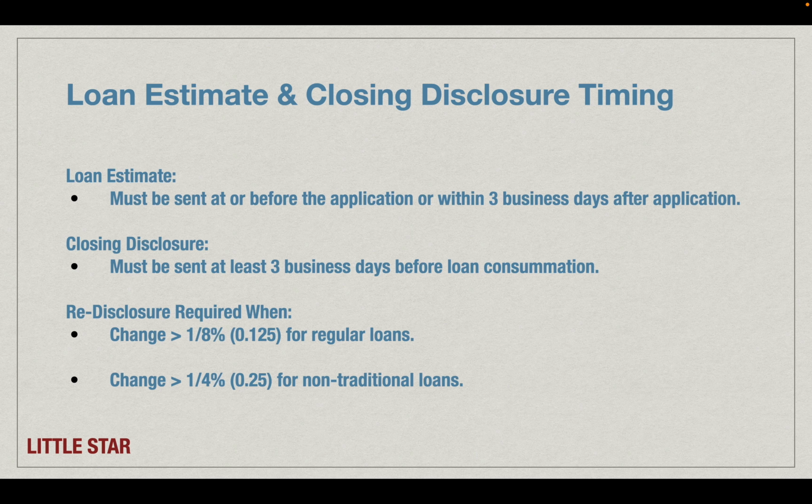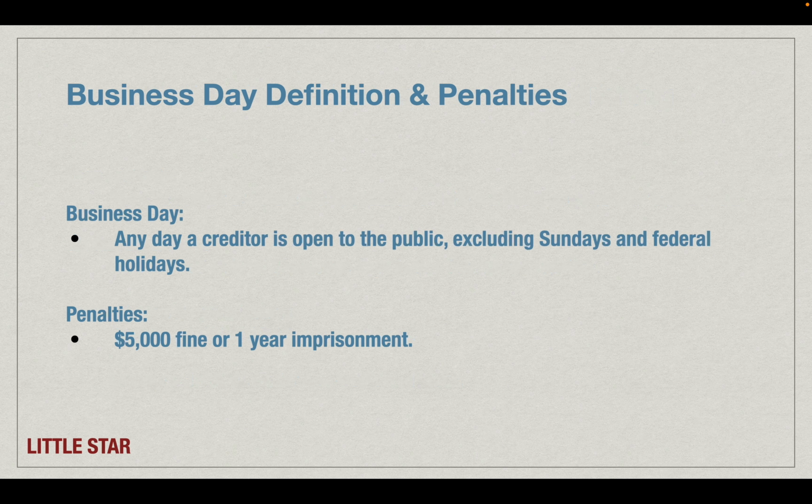Timing is very important in the loan process. The loan estimate must be sent either at the time of the application or within 3 business days after the application. As for the closing disclosure, it must be sent at least 3 business days before the loan is finalized, giving the borrower enough time to review everything. Let's define what a business day means here. It's any day that the creditor is open to the public, excluding Sundays and federal holidays.